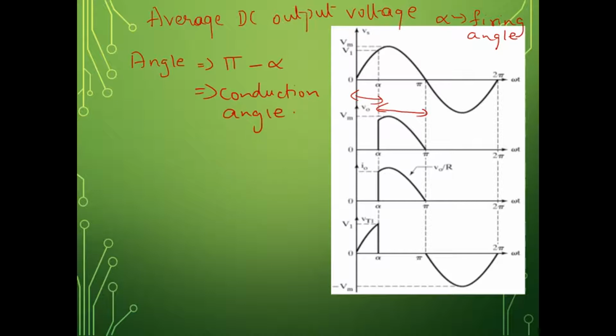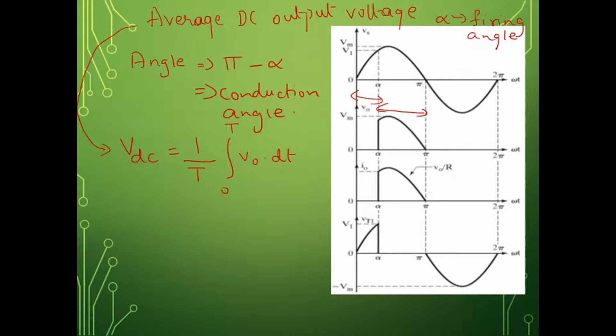Okay, now we will find the average DC output voltage. So average DC output voltage, we denote it as VDC. We have to consider it over one cycle, so the average value. The general expression is 1 by T integral 0 to T V0 dt, and always remember this V0, which is denoted by small letter v, is the instantaneous value, not the RMS value. The RMS value we will denote by some other notation.